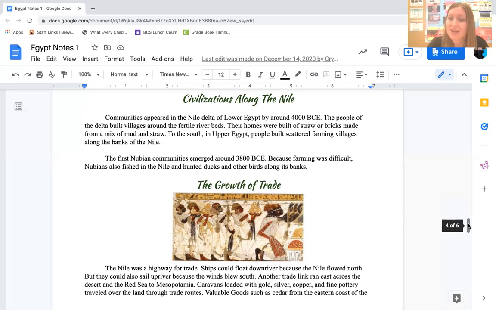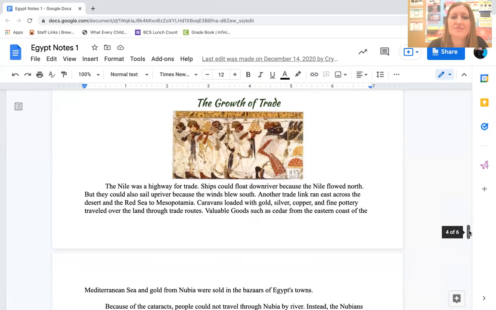The growth of trade. We mentioned that they traded with a lot of civilizations. The Nile was a highway for trade. Another benefit of the Nile, you can use it for transportation. I know I already said that. I'm going to say it again. Ships could float downriver because the Nile flowed north. Got it. But they could also sail upriver because the winds blew south.